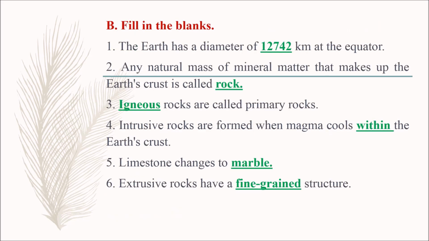Section B, fill in the blanks. Question number 1. The earth has a diameter of dash kilometers at the equator. So the answer is 12,742 kilometers. Question number 2. Any natural mass of mineral matter that makes up the earth's crust is called dash. So the answer is rock. Question number 3. Dash rocks are called primary rocks. So the correct answer is igneous.